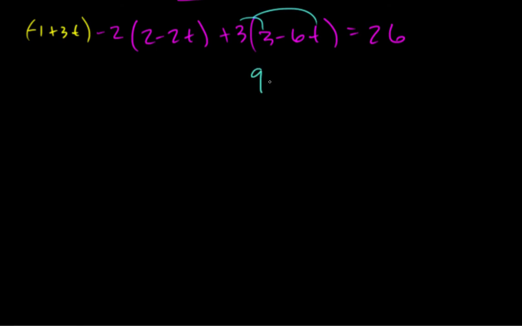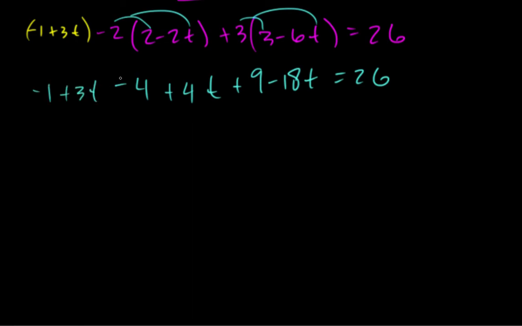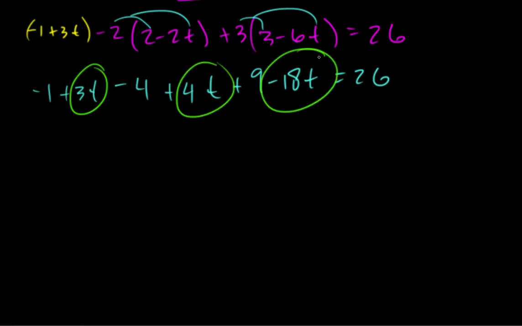Distribute 9 minus 18t, distribute negative 4 plus 4t, negative 1 plus 3t. Okay, let's see, circle the t's. So if we have negative 18 plus 4, that's negative 14, and then negative 11, and then we have negative 5 and 9, so that's 4.